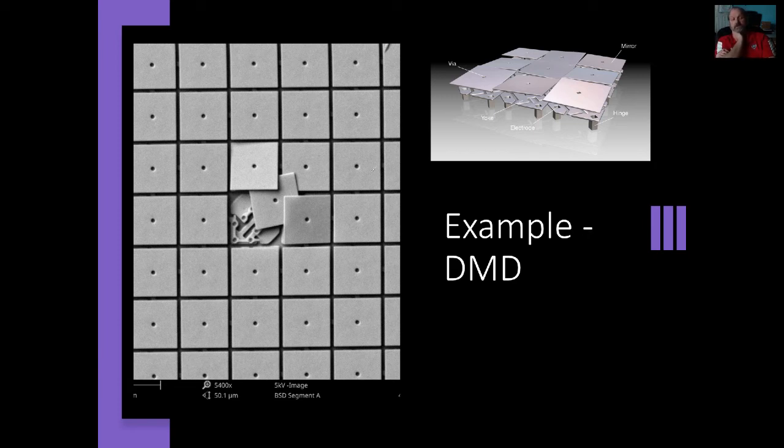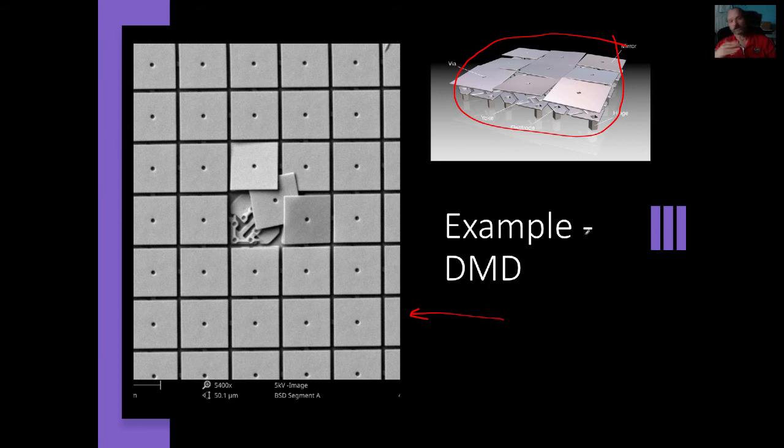Okay, so it's an array of pixels, an array of mechanical mirrors, and here's a small subset of it. They look like Cheez-Its. This is an actual scanning electron microscope photograph of a DMD chip. And this is a generated model, using something like SolidWorks. So you can see that these mirrors can flex. Actually, they tilt. They go back and forth, back and forth.